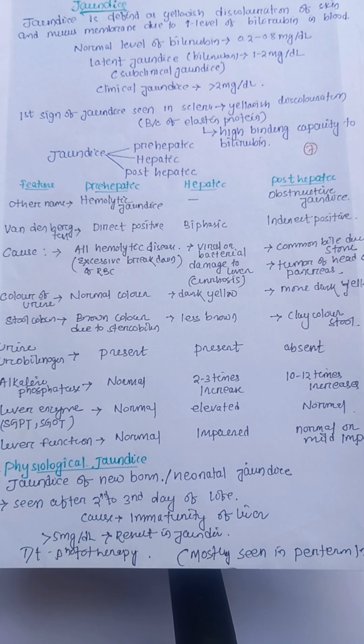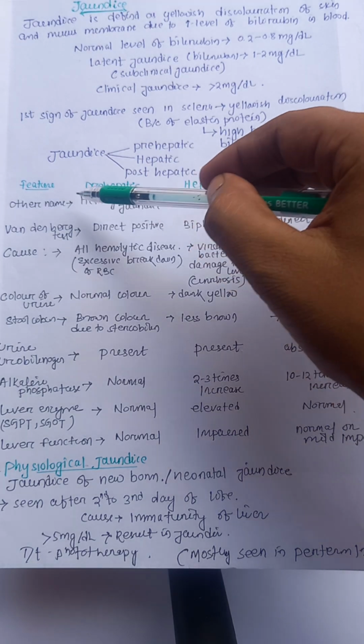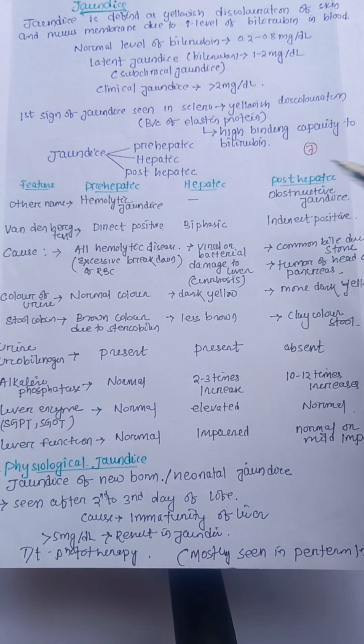Okay, we classify jaundice into three types: pre-hepatic jaundice, hepatic jaundice, and post-hepatic jaundice. Let's see the comparison between these three. The pre-hepatic jaundice is also called hemolytic jaundice, and the post-hepatic jaundice is called obstructive jaundice.